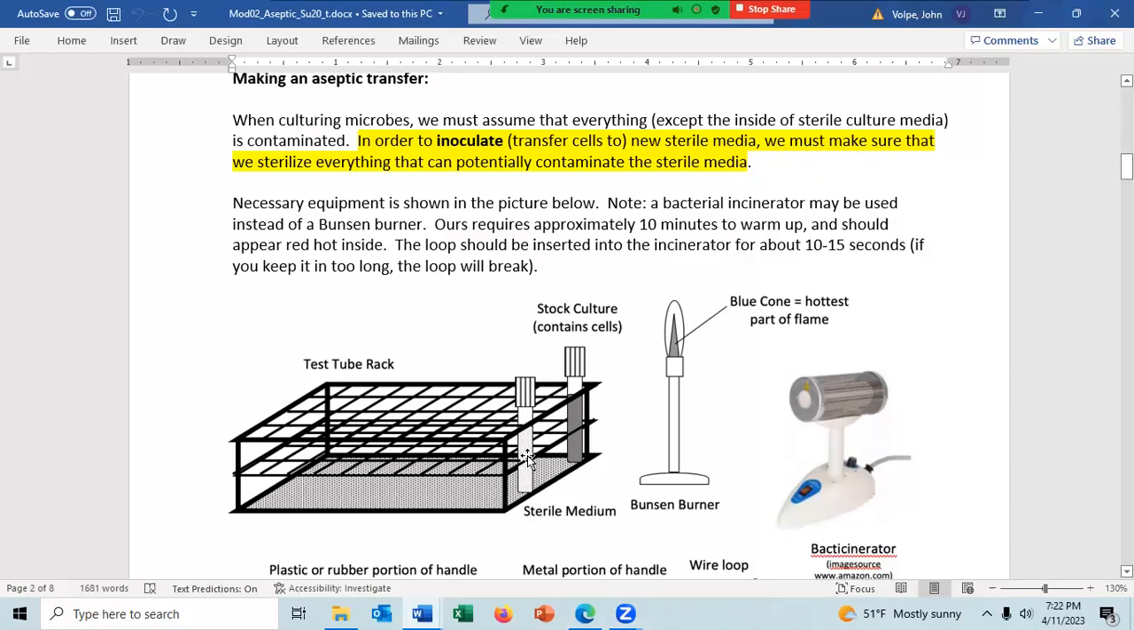This is sterile. And then we sterilize the loop either in a Bunsen burner or in the Bacti-Cinerator. And then we put the loop into the stock culture, cool the loop, and then put it into the culture, and then take the cells out of this culture, cap that tube, take the cap off of this one, and then put the loop into this tube. So everything is sterile beforehand.